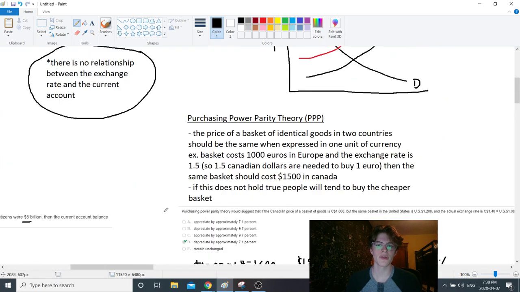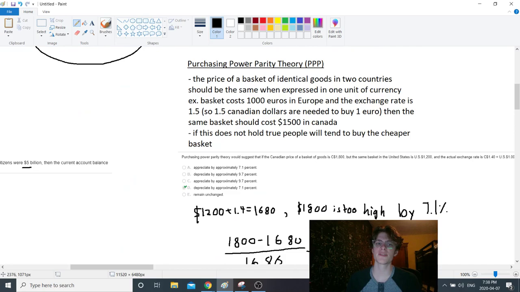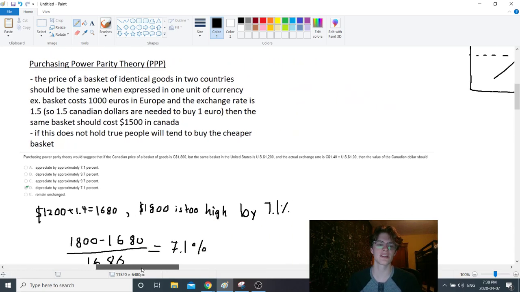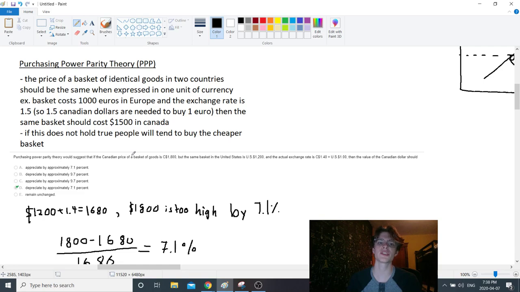We went over these. Textbook talks about purchasing power parity theory, which is just the idea that the price of a basket of identical goods in two countries should be the same when expressed in one unit of currency. So for example, if a basket costs 1,000 euros in Europe and the exchange rate is 1.5, so 1.5 Canadian dollars are needed to buy 1 euro, that's how we always talk about the exchange rate, at least in this course, then the same basket should cost 1,500 in Canada, because you do 1,000 times 1.5 equals 1,500. If this is not true, then people are going to buy the cheaper basket.